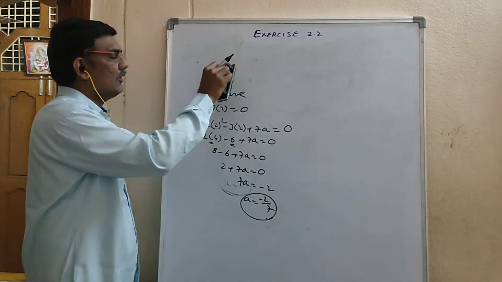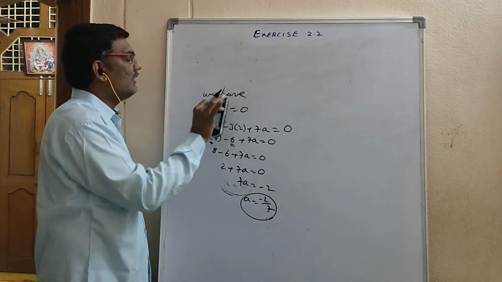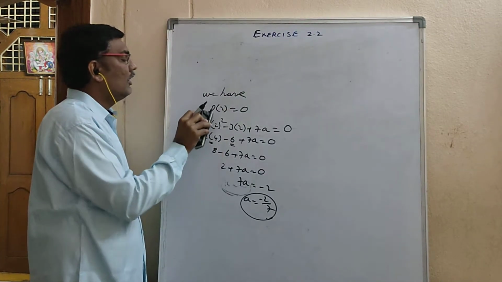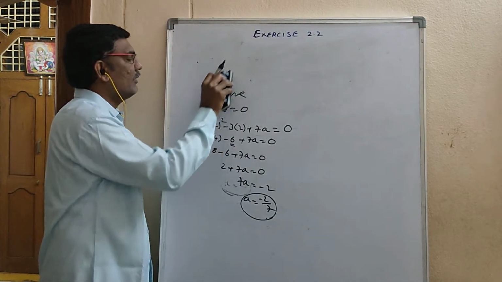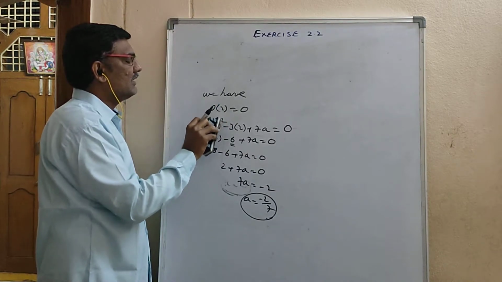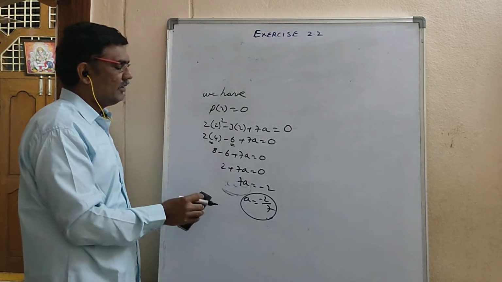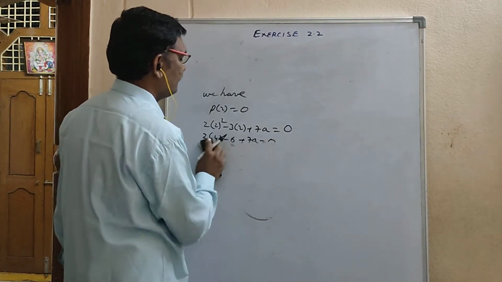Nothing else. See, 2 is a zero of the polynomial given, so P of 2 must be equal to 0. P of x is given; for P of 2, wherever x is there you have to substitute 2 and simplify it. Okay, you will get the answer.